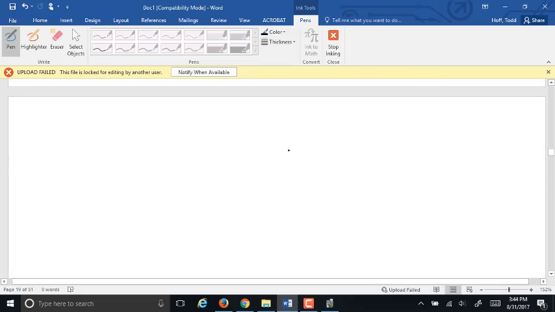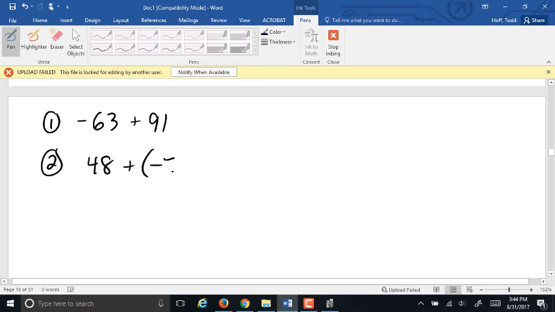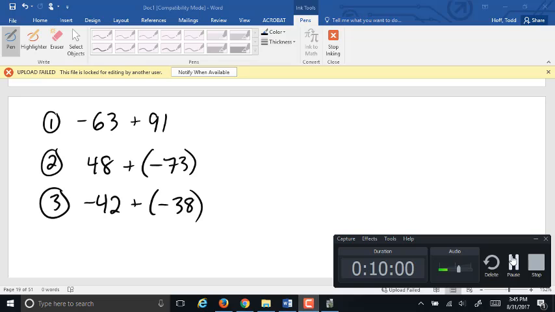I'm going to give you guys a few that I want you to do in your notes for me quick. The first one is negative 63 plus 91. The second one is 48 plus a negative 73. Third one is going to be a negative 42 plus a negative 38. Try those three in your notes quick, and we'll discuss them in just a second.